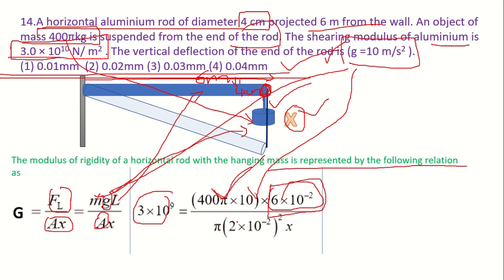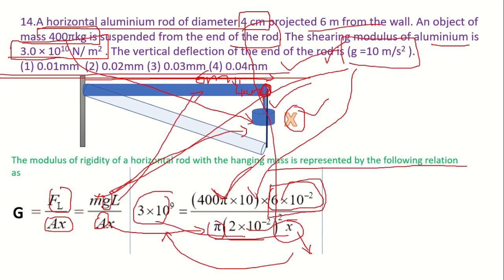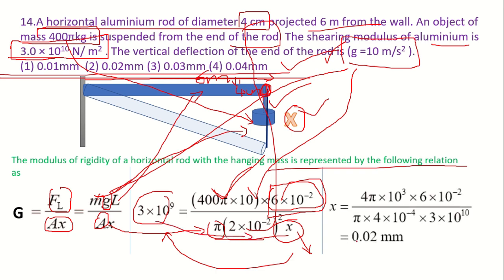We have substituted here. Coming to the denominator, A is pi r square, that is pi, and the diameter is given as 4. We are substituting it here in radius. It means that 4 upon 2 is equal to 2, and x. So we have to calculate this x. So I am taking this x to the side and keeping all the values the same. Now if you solve this one, you will be getting 0.02 mm. That means that the deflection of this rod is 0.02 mm. Hope it is clear. Now let us move on to the next problem.